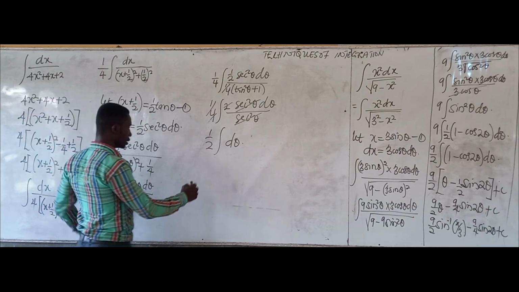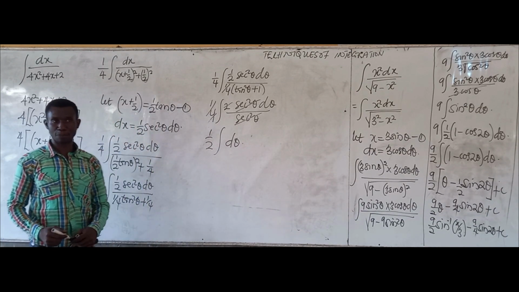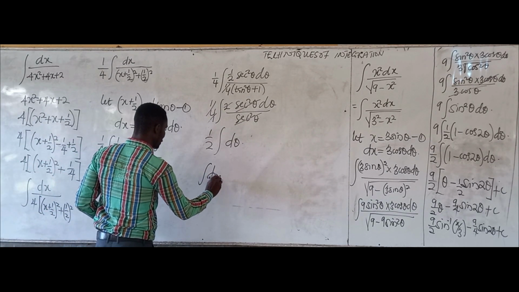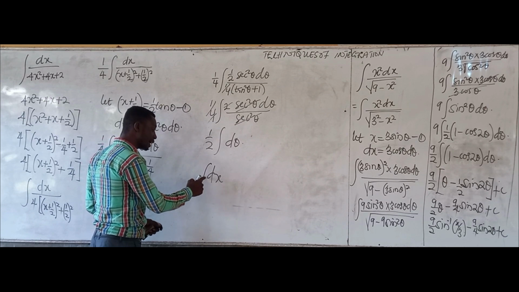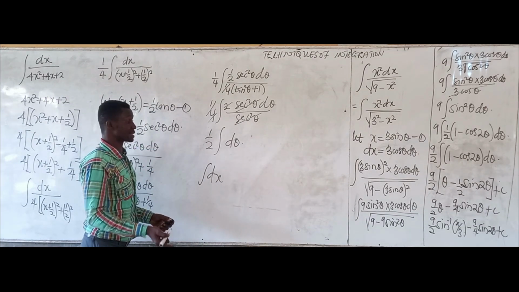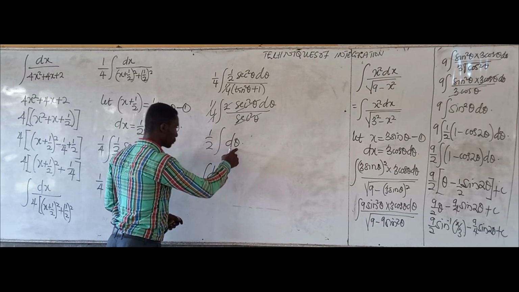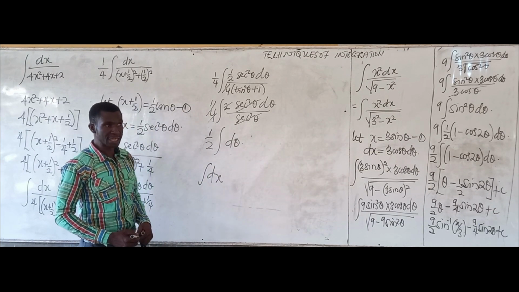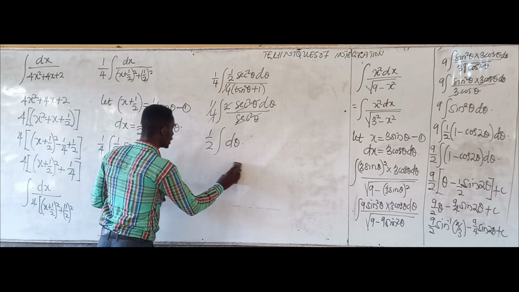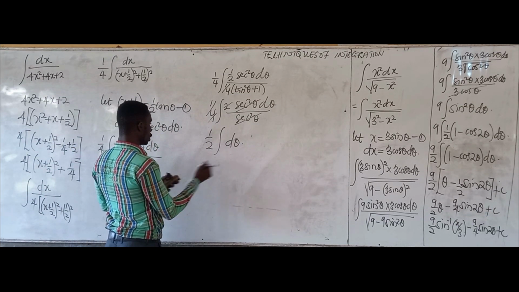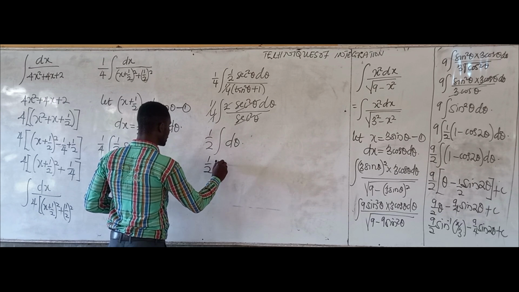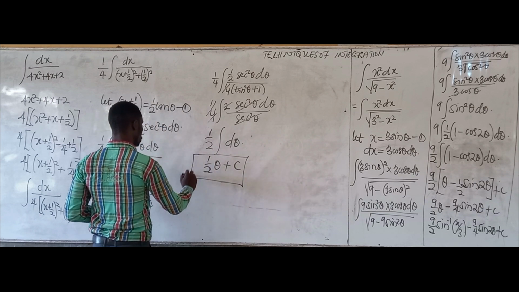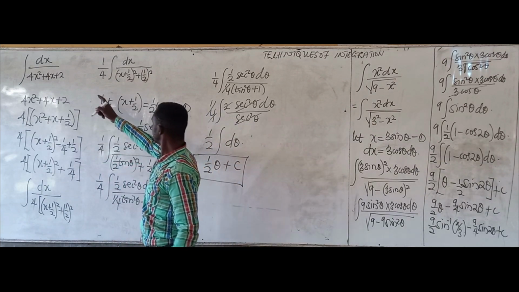Now integrate. If you integrate d theta, it will give you theta, because it's like having integral dx. It means that it is 1 dx. If you integrate 1, you get x. So since it is d theta, you are integrating with respect to theta. If it is dx, you are integrating with respect to x. So here is 1 d theta. So this will give me half theta plus c. This is what you get when you integrate this.